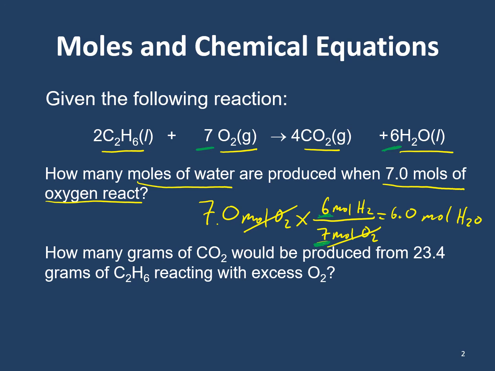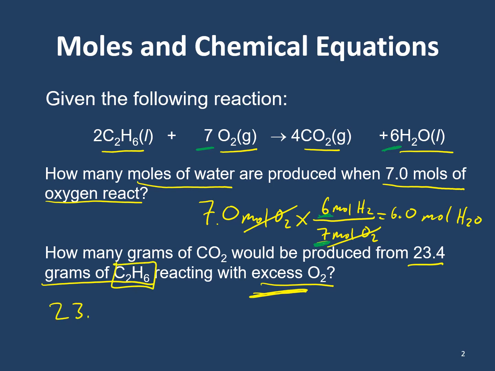But what if we weren't given moles? Let's do the second question here. How many grams of CO2 would be produced from 23.4 grams of C2H6 reacting with excess oxygen? Now this excess part we'll get to in just a second. This is what we'll eventually learn is called the limiting reactant.